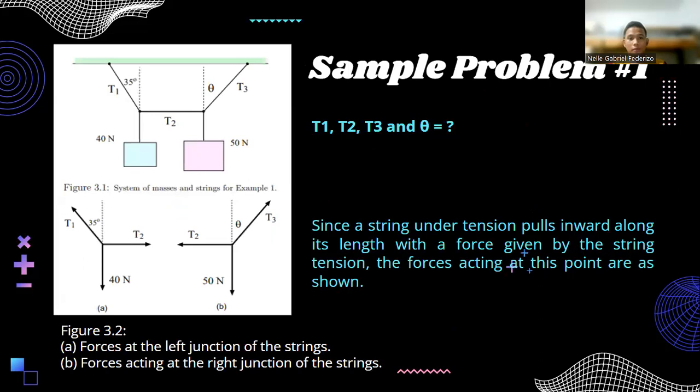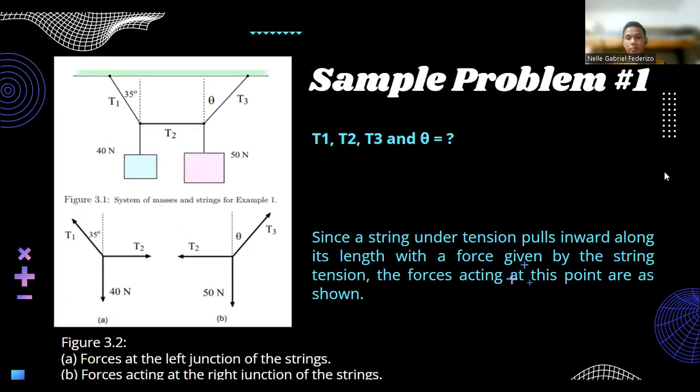For the sample problem, we have T1, T2, T3, and theta equals question mark. Since a string under tension pulls inward along its length with the force given by the string tension, the forces acting at this point are shown in this figure. For figure 3.2, figure A shows the forces at the left junction of the strings, and figure B shows the forces acting at the right junction of the strings.